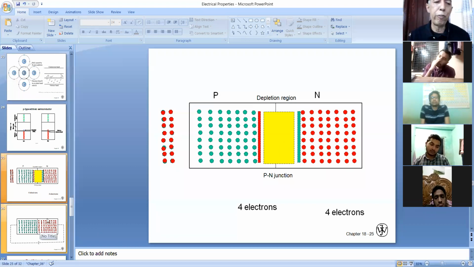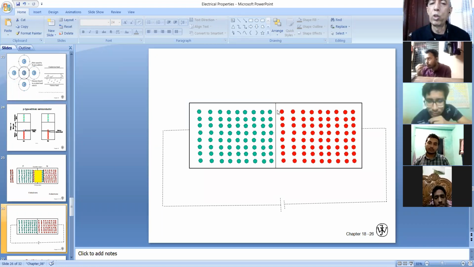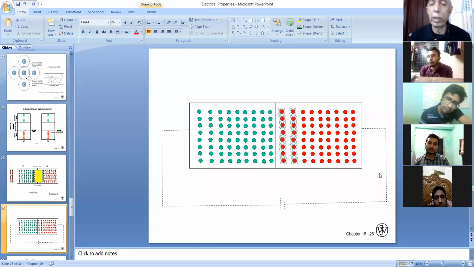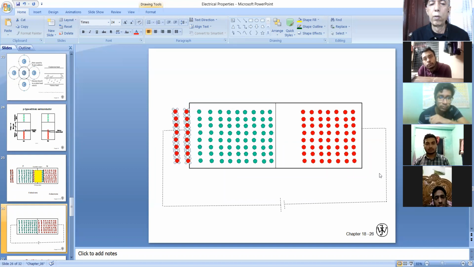What will happen if we connect a battery to it? So we draw this depletion region again.